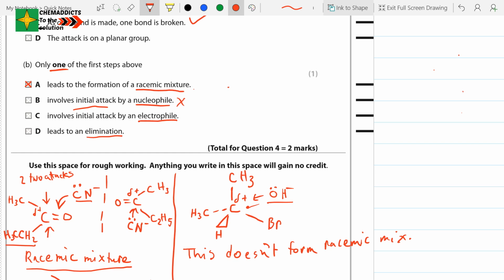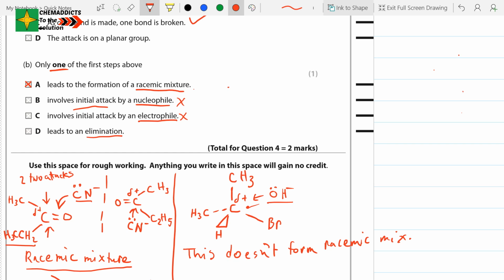Now let us move on to C. Why C shouldn't be the answer? Let's check out C. It involves an initial attack by an electrophile. As we can see here, there is no electrophile present in either of these mechanisms, since this is not an electrophilic attack. So that is why this shouldn't be the answer.